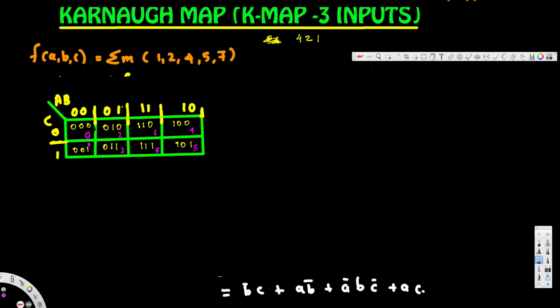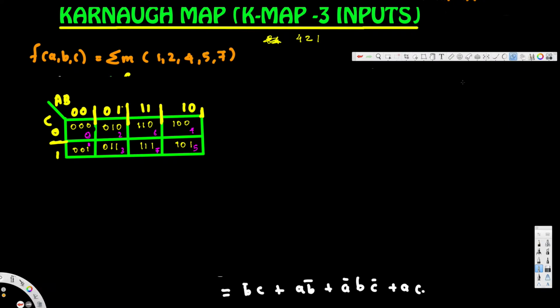Because we need to know the locations. Okay, now we are going to draw the K-map for our problem. This is our problem. Now this is just to illustrate the locations. Okay, now we are going to directly put the locations in our K-map and find the final answer.